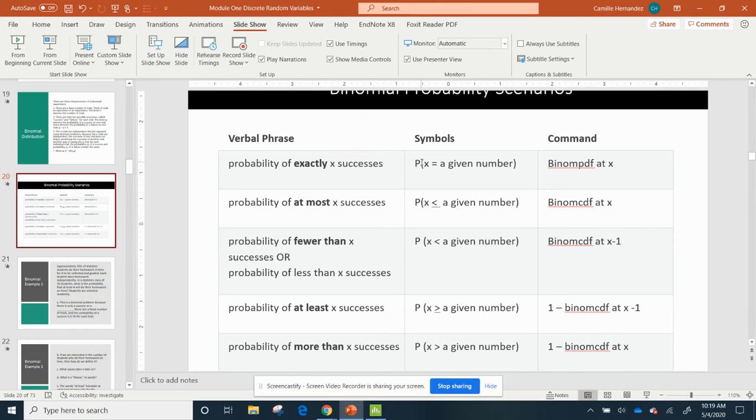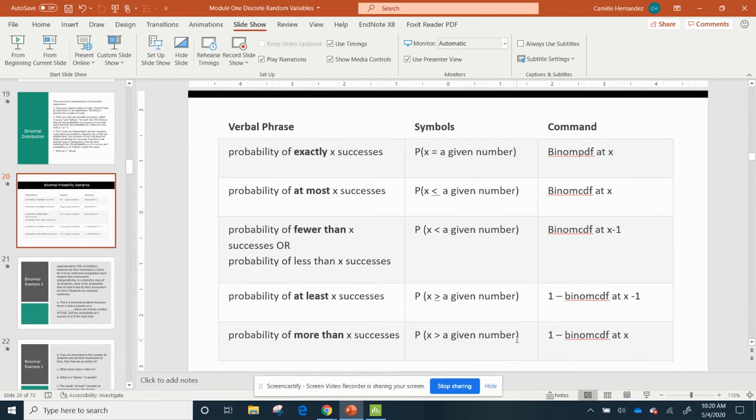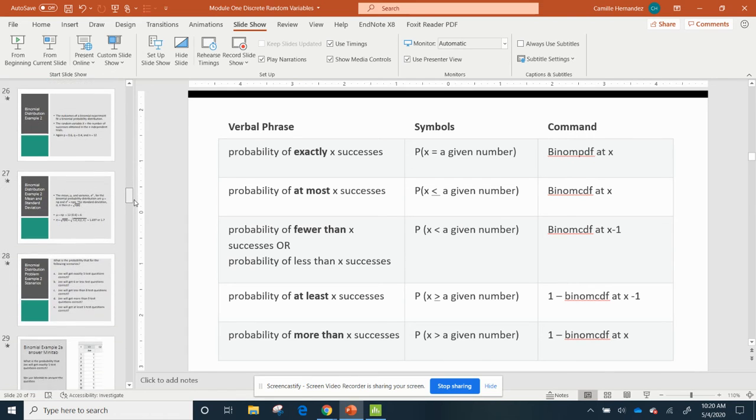So exactly is P where X equals the given number, at most means the probability of X is less than or equal to a given number. Fewer than means you want below that number, so the probability of X is less than a given number. And then at least, remember, is the probability X is greater than or equal to a given number, and more than is the probability of X is greater than a given number. So these PDF and CDF over here, they're going to come into play in a minute. But again, go back and look at this. It's here to help you. All right, so let me go back to what we were doing.